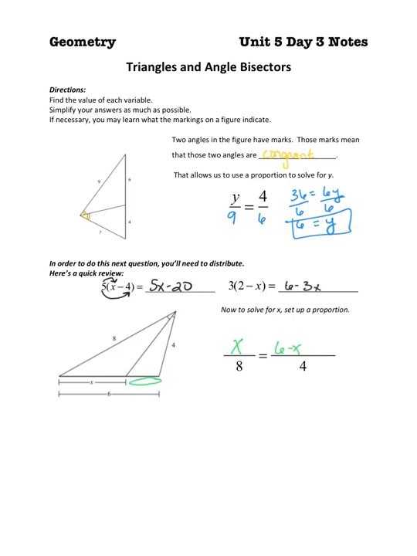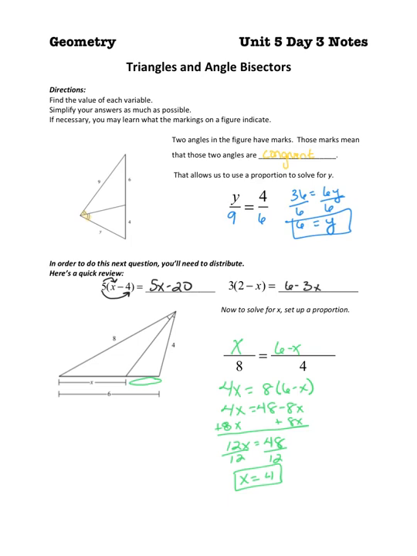So now we do our cross multiplying. 4x equals 8 times 6 minus x. 4x equals 48 minus 8x. Move your 8x. You want variables on one side. 12x equals 48. Divide by 12. X equals 4. Don't look for patterns in the numbers. Don't look for doubles. Just don't even do that. Okay?